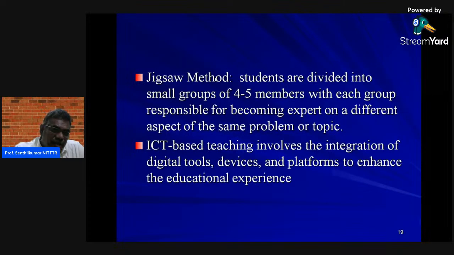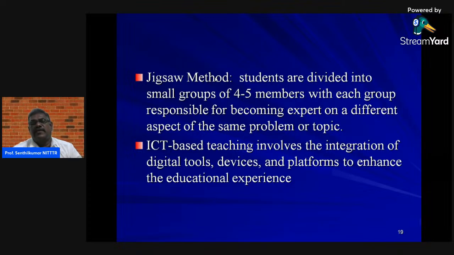Another one is the jigsaw method. The students are divided into small groups of 4 to 5 members, with each group responsible for becoming expert on a different aspect of the same problem or topic. Suppose I am using the jigsaw method in my classroom. Suppose I am teaching the subject of solar thermal applications, or solar energy applications generally. Suppose there are 20 students in the classroom. So I divide them into 4 groups of 5 members each.